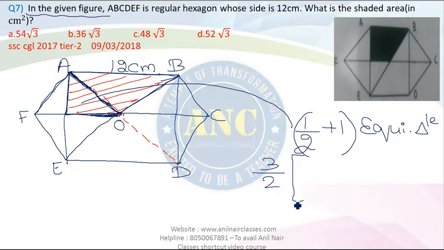Area of 1.5 equilateral triangle is, first of all, area of one equilateral triangle is root 3 by 4 into A square. A is 12, square.